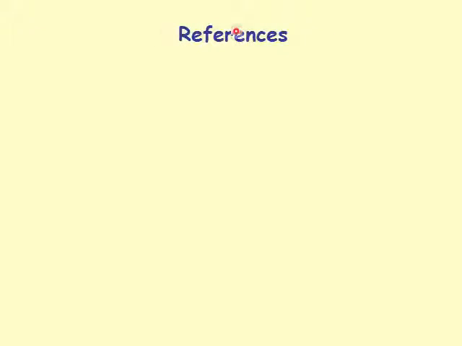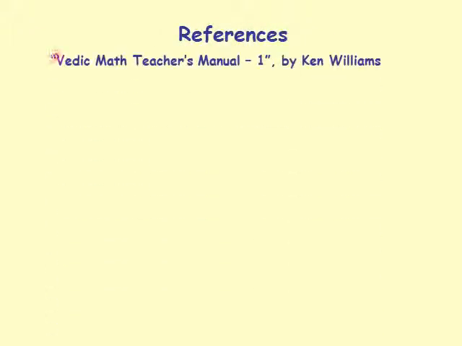Let's look at references here. The first reference is Vedic Math Teacher's Manual, Volume 1. This is the elementary teacher's volume, by Ken Williams, and you can find it at vedicmaths.org. The PDF form is available for free, and the print form you can purchase.